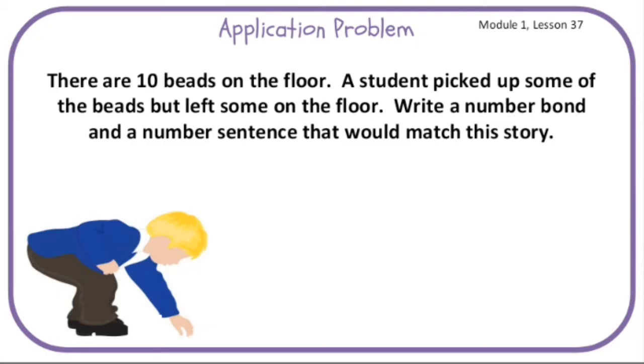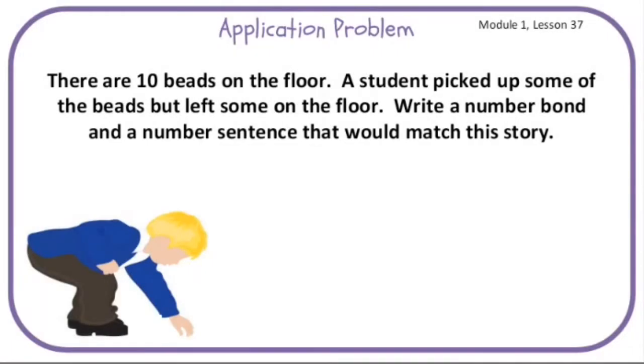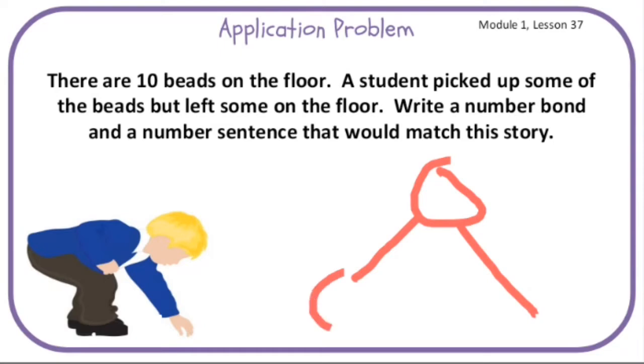Write a what? A number bond. So I'm going to draw my number bond, as you can see. Now what will be in the whole? That will be 10 because that's the total number of beads on the floor initially. So I'll write my 10. Do you see that? And now, they didn't tell us how many he picked or how many he left on the floor. So let's say, okay, he picked 5. For example, let's work with 5.